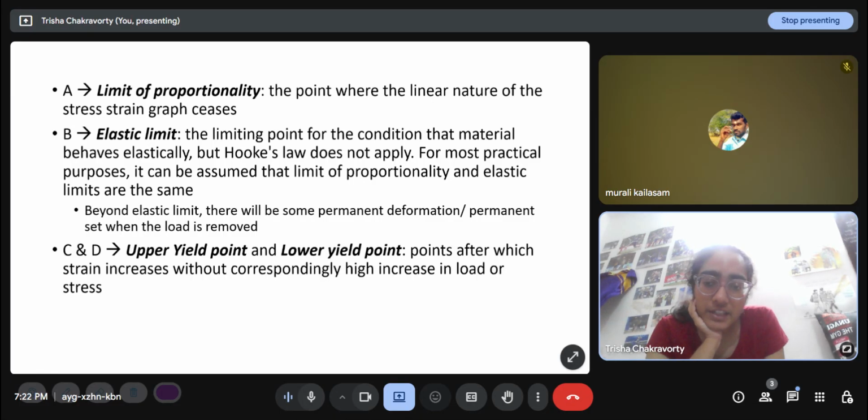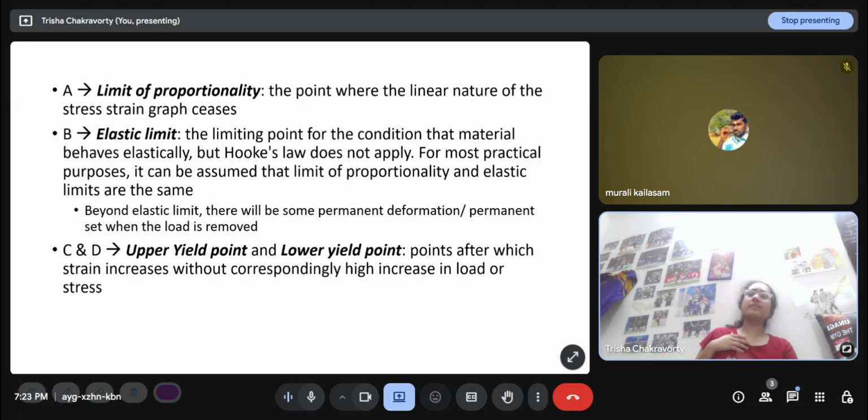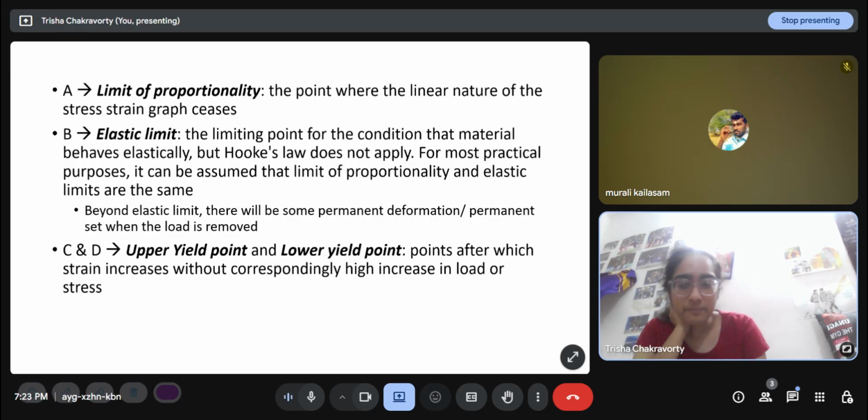C and D are the upper yield point and the lower yield point, points after which strain increases without a correspondingly high increase in load or stress. So that is when the slope reduces, because stress by delta strain is the slope, right? So when strain increases a lot without a correspondingly high increase in load or stress, the delta stress by delta strain decreases. That's why at each point the slope falls.